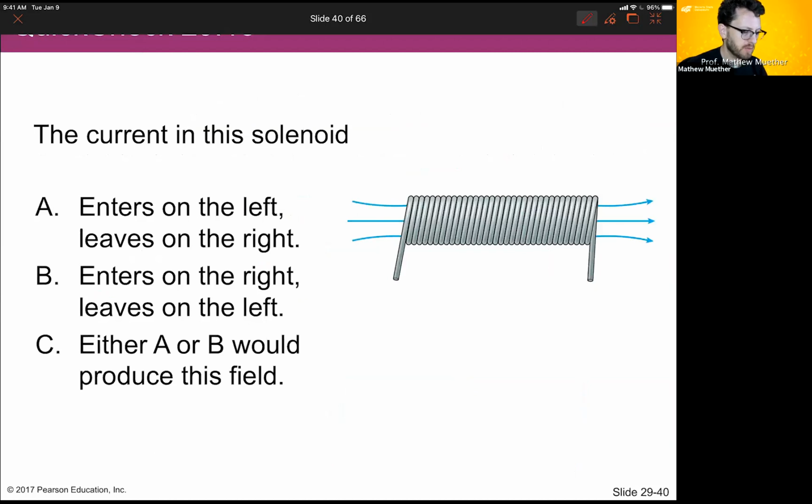What about this one? Here's another solenoid, and I've identified, say with some external probe, the direction of the magnetic field through this thing. So this is the north side, this is the south side generated by this solenoid. What direction is the current flowing through this winding? Is it entering on the left-hand side? Is the current flowing in this direction? Or is the current coming in this side of the wire? Or would either of them produce the same field? What do you think? Where does the current enter this solenoid?